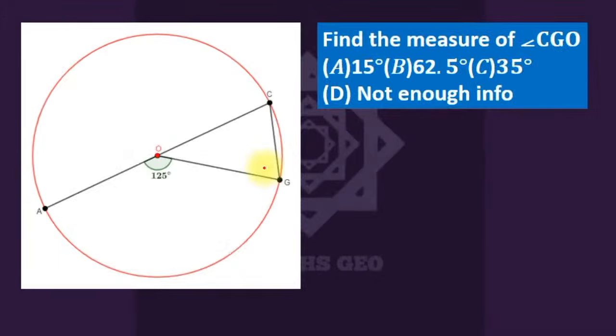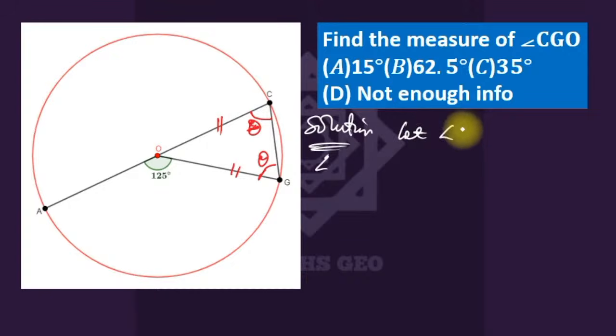We are looking for this, and we know that OG and OC are equal since they are radii of the circle, and by the isosceles triangle theorem, this is also theta. Also by the inscribed angle theorem, this is now 125/2. This is the central angle, so this is 125/2. So our answer is B. But let's solve for solving's sake. Let's just write. I said that let angle CGO be theta.